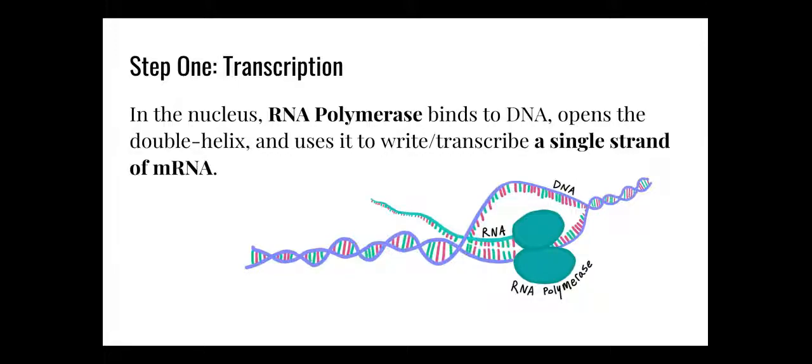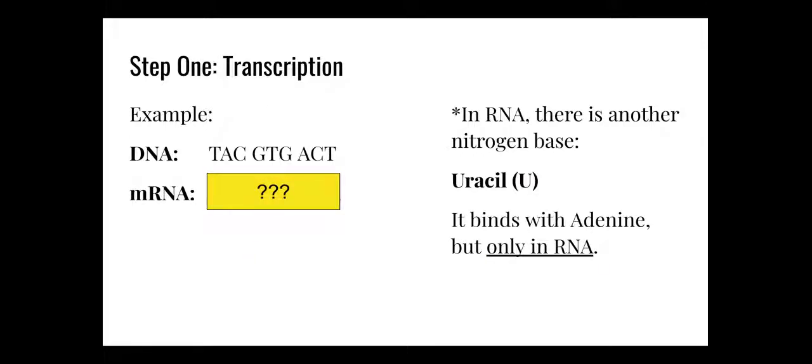Let's use an example to walk through it a little bit more. So here's our example. We have our DNA strand, our original recipe, and we want to rewrite it so that we can use it to make proteins. So we need to change it from DNA to RNA. When our RNA polymerase adds those nucleotides, it's going to add nucleotides specific to RNA.